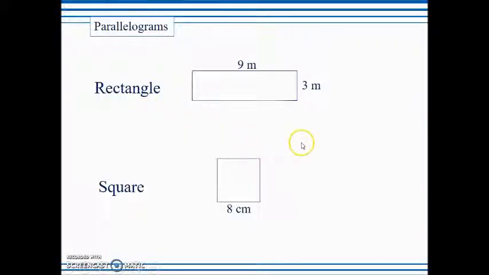Okay, it's time for you to try this. I would like you to find the perimeter of this rectangle and the area of the rectangle. Next, you're going to find the perimeter of the square and the area of the square.